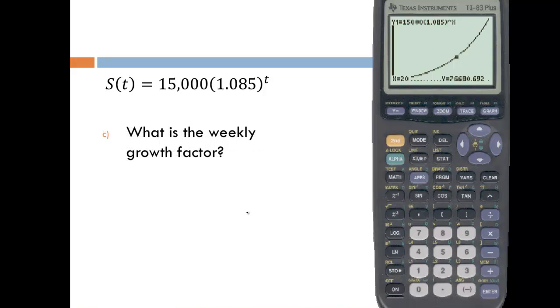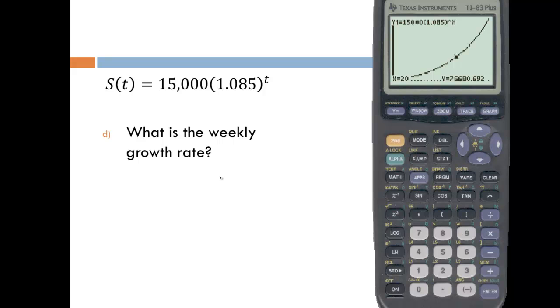What is the weekly growth factor? If we remember our formula, the factor is whatever number is raised to our variable power. So in this case, the factor is 1.085. Now it's the weekly factor because t is already in weeks. So our weekly growth factor is 1.085.